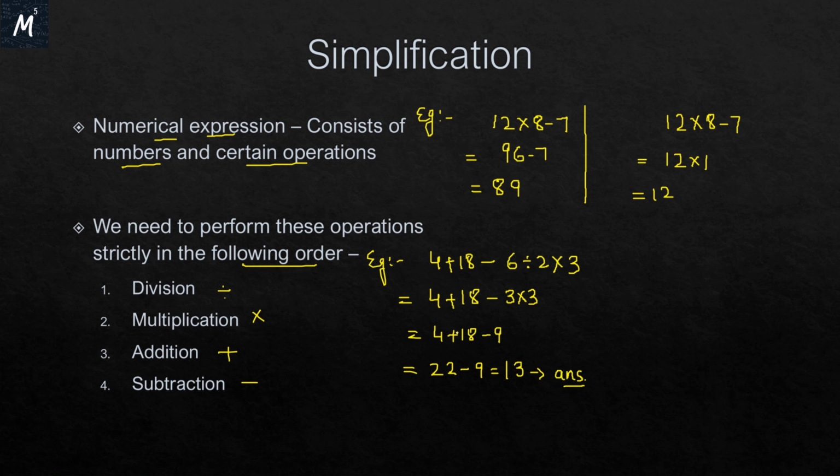Now, applying this order in the above example, we could see multiplication has to be done before subtraction. So this one is the right method. This one is wrong.